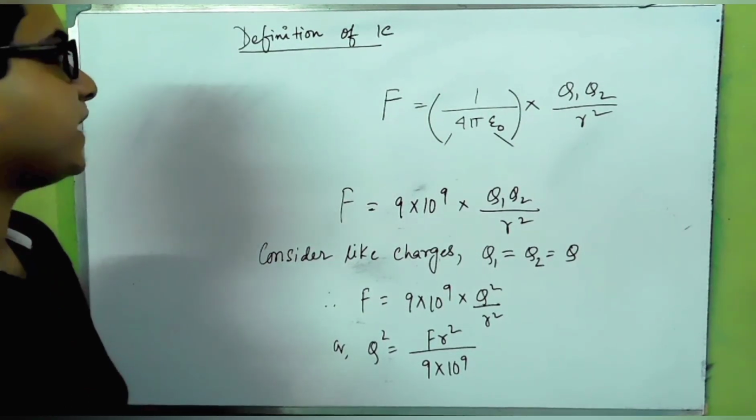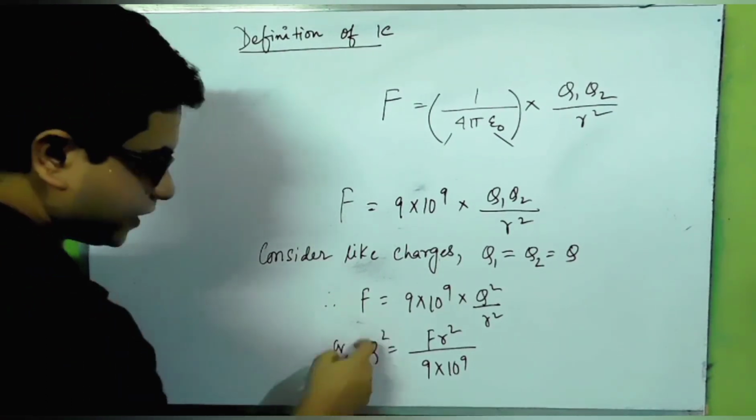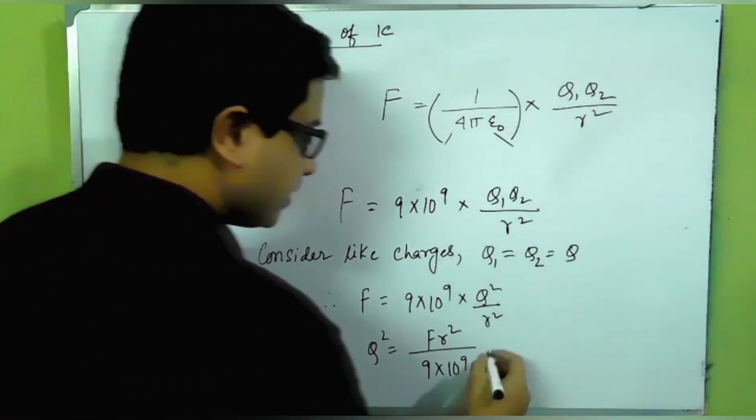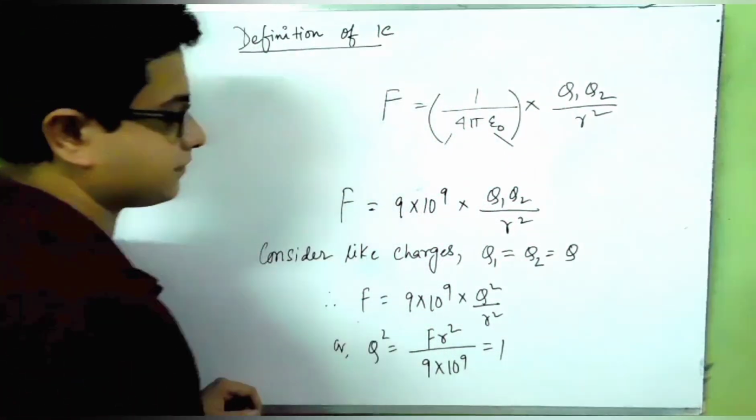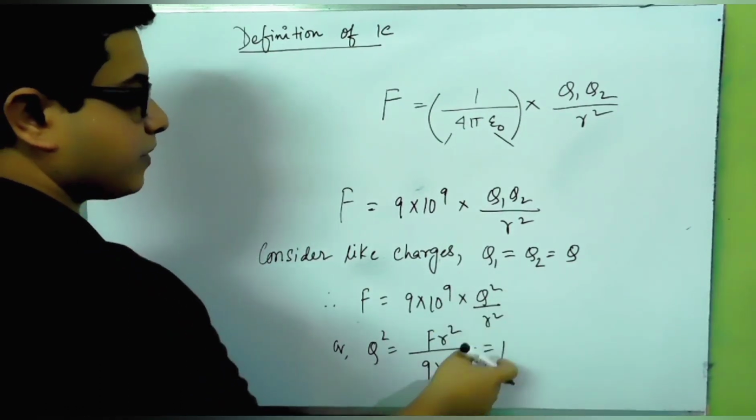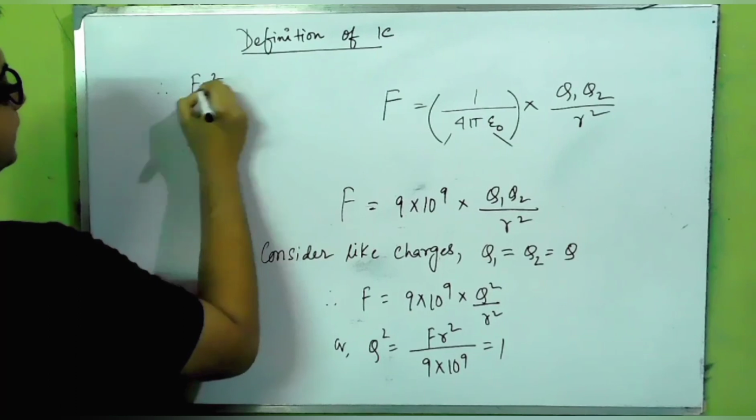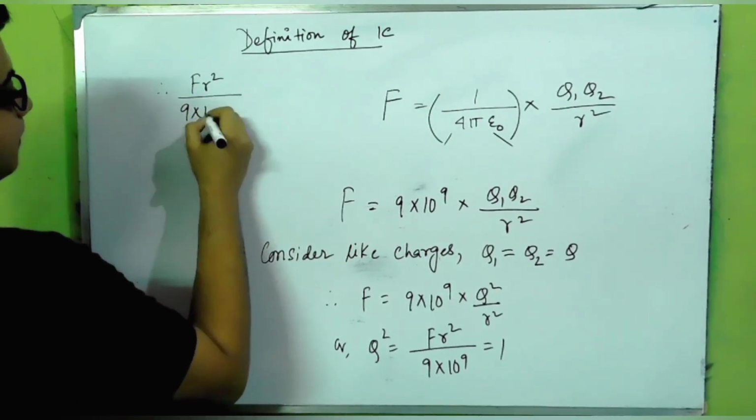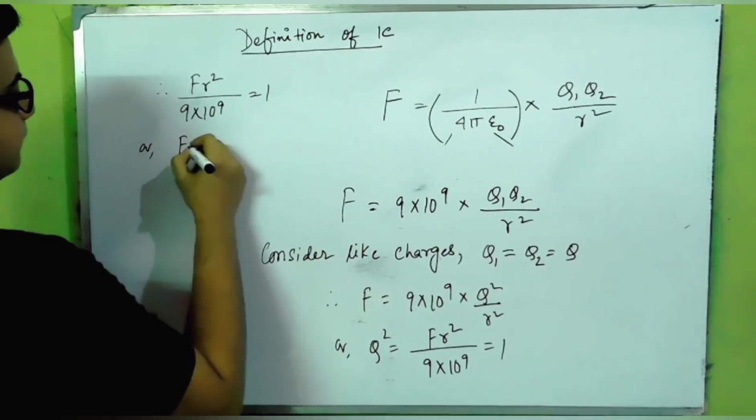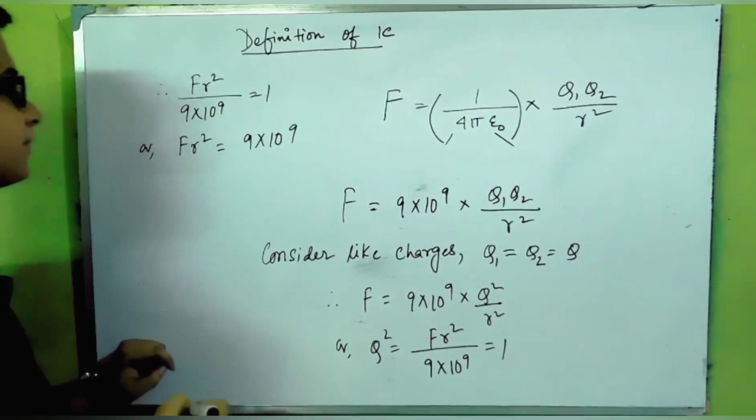Now our objective of this definition is to bring out the definition of 1 Coulomb. Therefore the value of this Q square has to be equal to 1. So put Q square equals 1, and for that condition this F R square divided by 9 times 10 to the power 9 is also going to be 1. So F R square divided by 9 into 10 to the power 9 is equal to 1, or F R square is equal to 9 times 10 to the power 9.